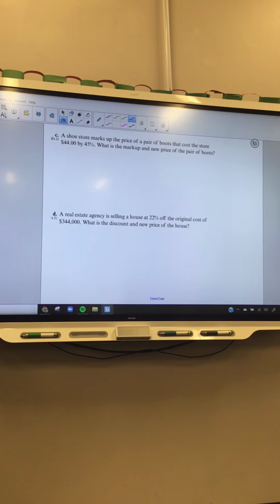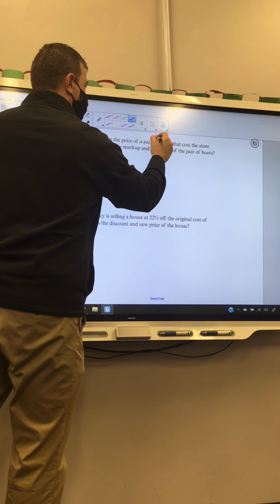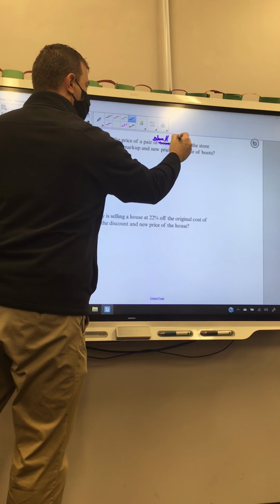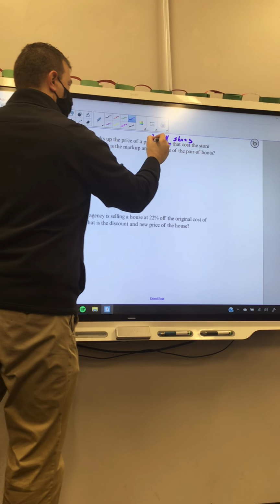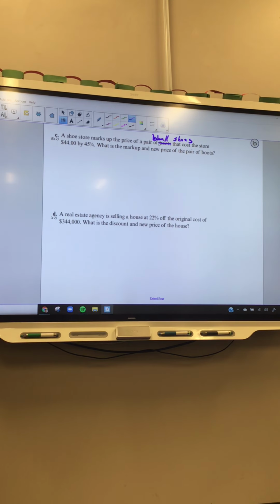Let's say we got a shoe store marking up the price of a pair of boots. Not a big boot guy. We'll call it basketball shoes, that's a lot better, right? Ball shoes. Think you can get basketball shoes for $44? No. Yeah, probably not. Anyway, we got a really good deal.